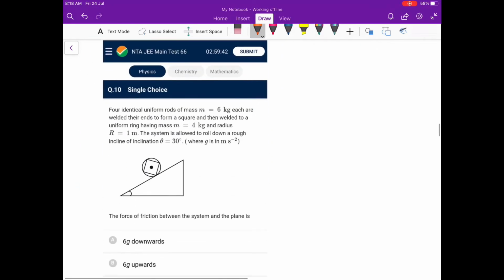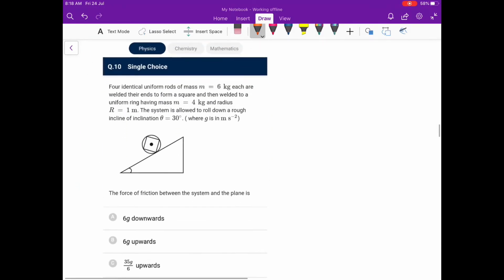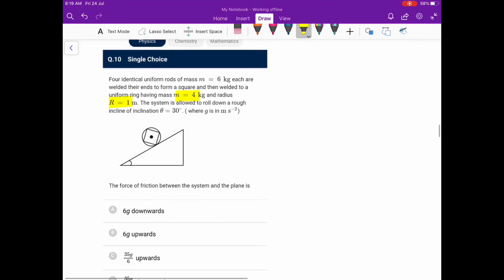Now the 10th one. 4 identical uniform rods of 6 kg mass each are welded from their ends to form a square and then welded to a uniform ring having a mass 4 kg. Okay, so ring is there, 4 rods are there. The system is then allowed to roll down a rough incline of inclination 30 degrees. The force of friction between the system and the plane is... okay. So it is rolling down.